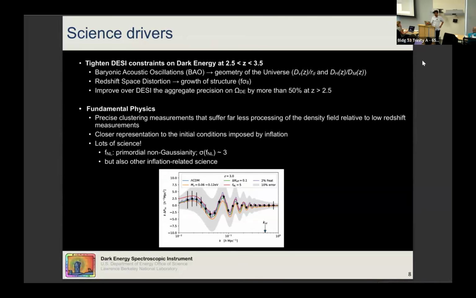And the exciting thing is that you can also probe new physics there, what we call fundamental physics. You can measure the power spectrum with high precision, with lots of modes closer to the initial conditions. The primary thing we can constrain there is primordial non-Gaussianity, this f_NL parameter, but there are also a lot of inflation-related science constraints.